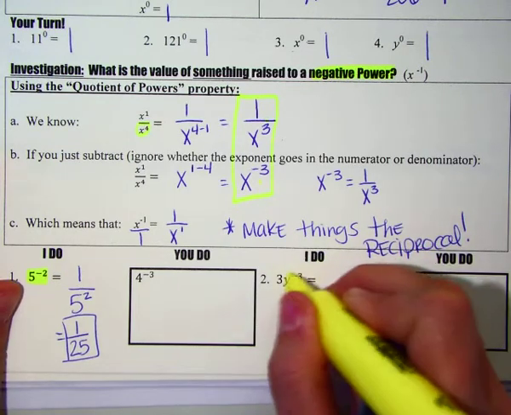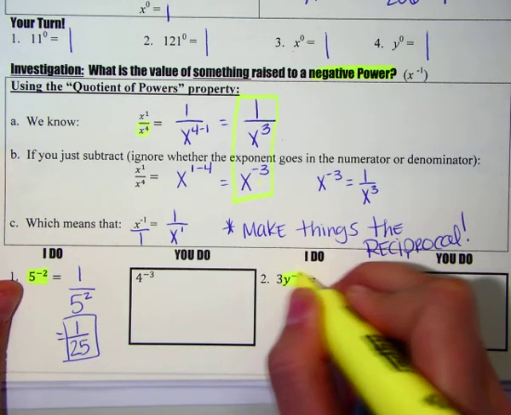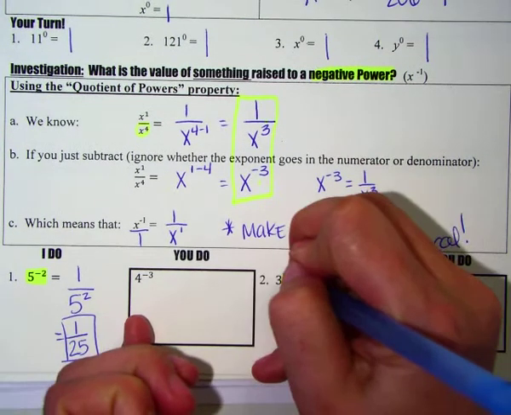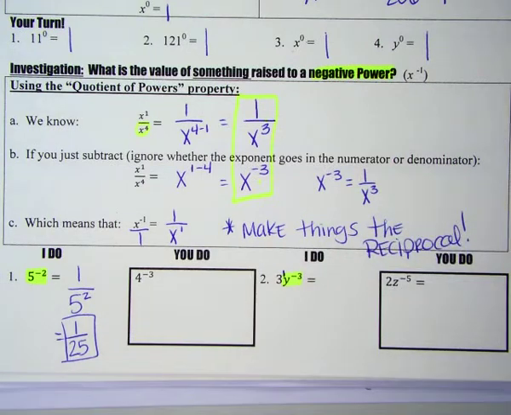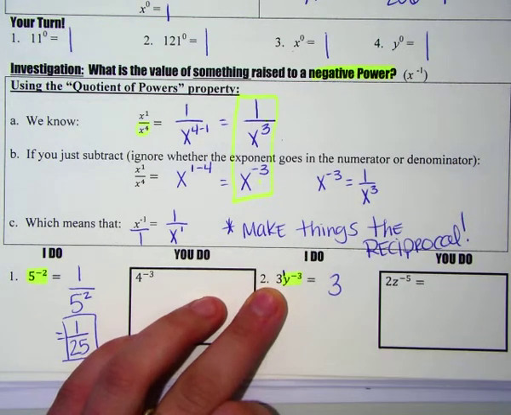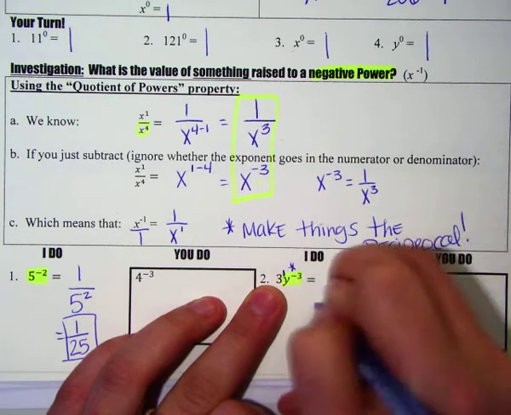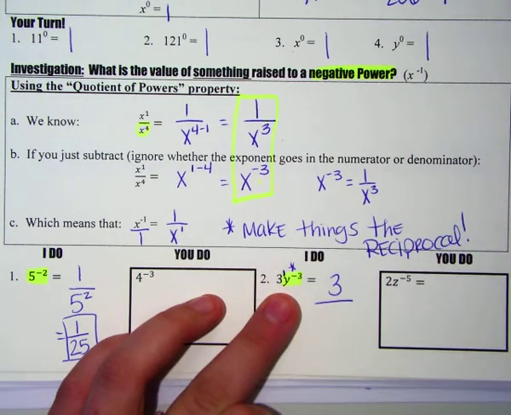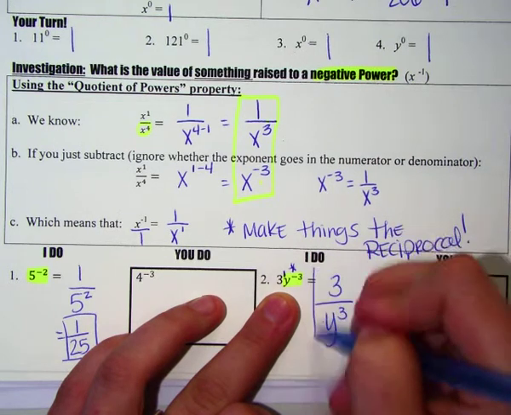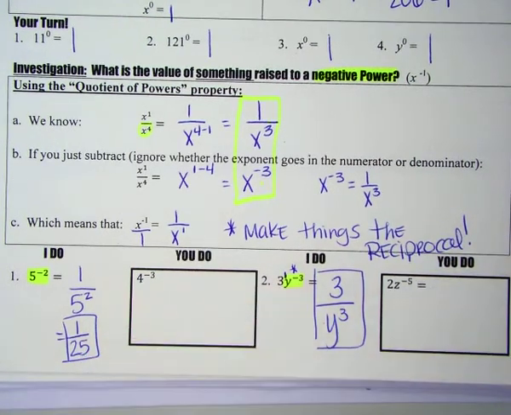For number 2, this is 3y to the negative third. The negative 3 power is only with the y. The base is the y, because 3 actually has a positive 1 power. So the 3 is going to stay in the numerator because it's not moving. It has a positive exponent. The only thing that's moving is the base with the negative exponent. So this should be 3 over y to the third.